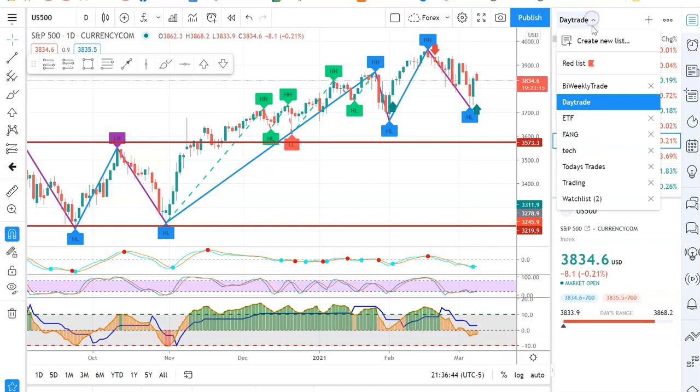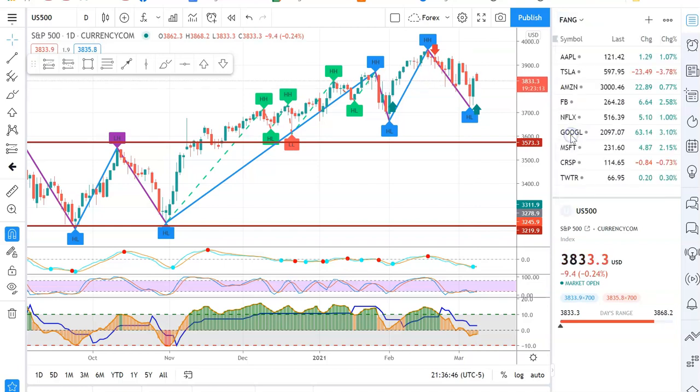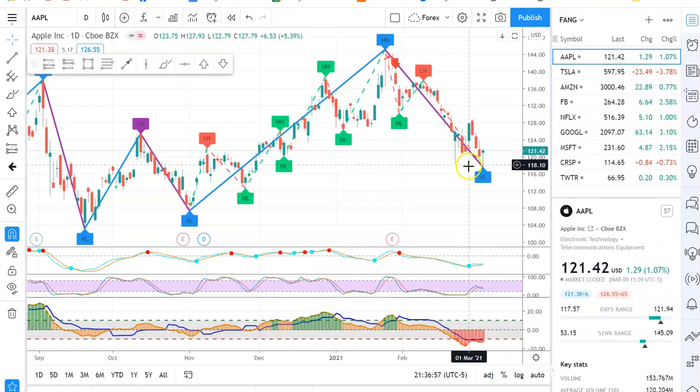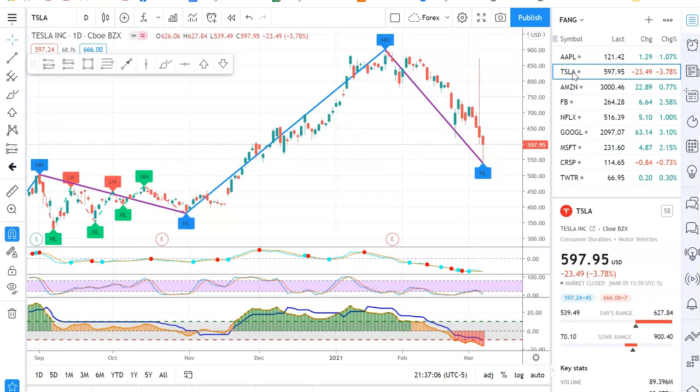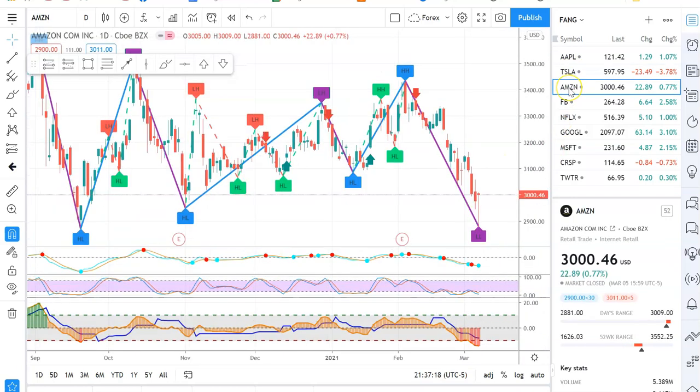Let's look at the FANG stocks real quickly. Apple, still in a downtrend. No open bars on the zigzag, no indecision. Still looking like it's going down. Delta, same way, looking like it's continuing down. No open indecision bar for the zigzag. Amazon, same. Trend is still down.